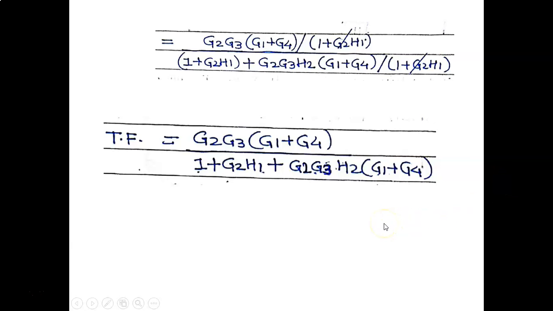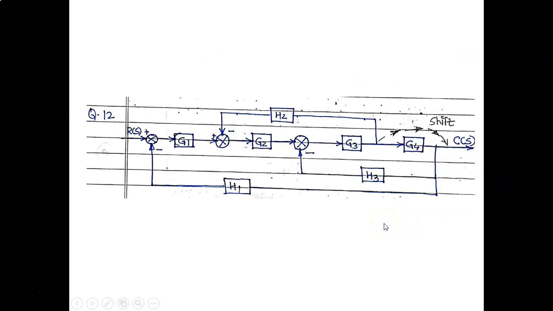Now next problem. Therefore draw this diagram. Summing point is there, block G1, again summing point, block G2, summing point, block G3, block G4, block H3, block H1, block H2. R is the input, C is the output. Now by observing the diagram, what we will do? We will shift this summing point after the block G4. Therefore we will add one block in line with the H2.